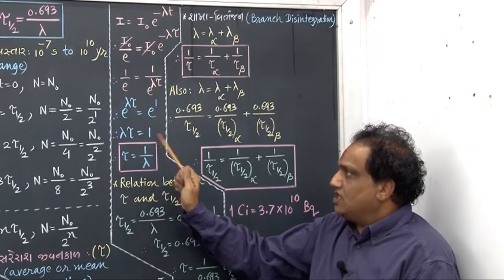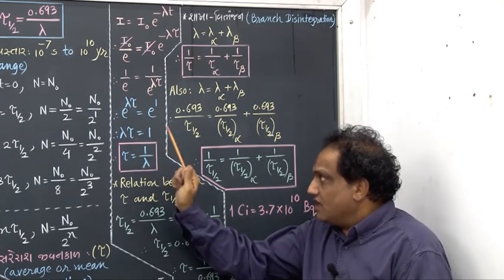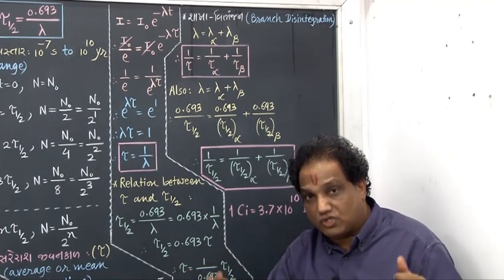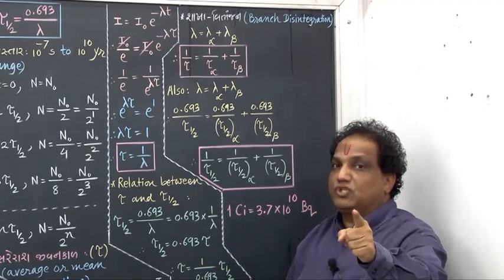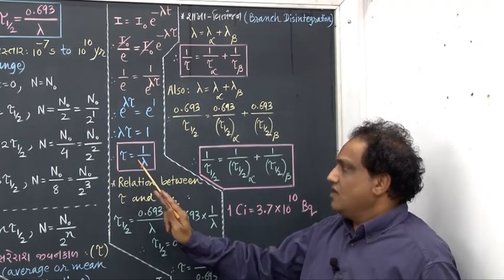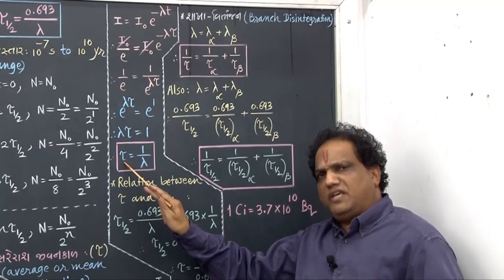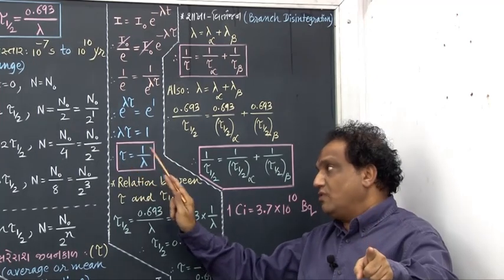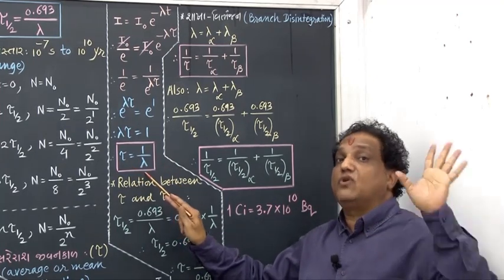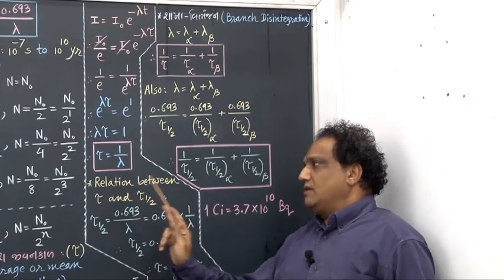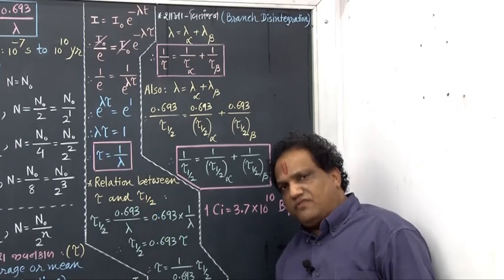If lambda into tau is 1, then tau equals 1 upon lambda. How would you speak out this result in words? The average life or mean life of any radioactive element is always equal to the reciprocal of its radioactive constant. Got it? Now let us obtain the relation between tau and tau half.